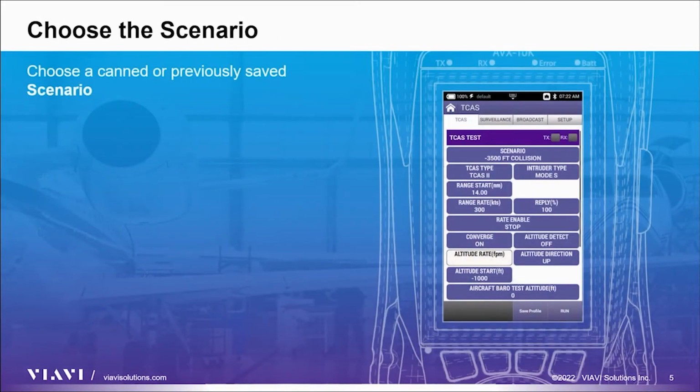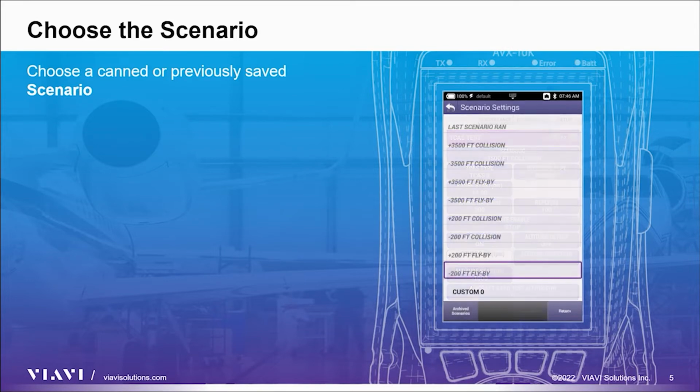Once you have completed the setup parameters, the next step is to select an intruder scenario. This is done by clicking on the scenario field. A number of canned scenarios have been included, or you can create your own custom scenario. The canned scenarios include a plus or minus 3,500 foot collision, or flyby, and a plus or minus 200 foot collision, or flyby. A collision scenario will bring the relative altitude to 0 when the distance hits 0 feet.